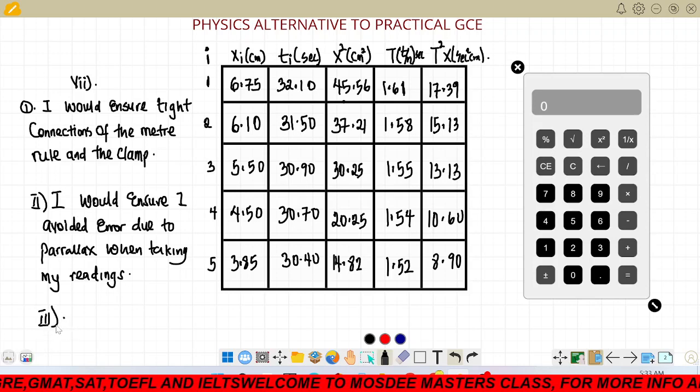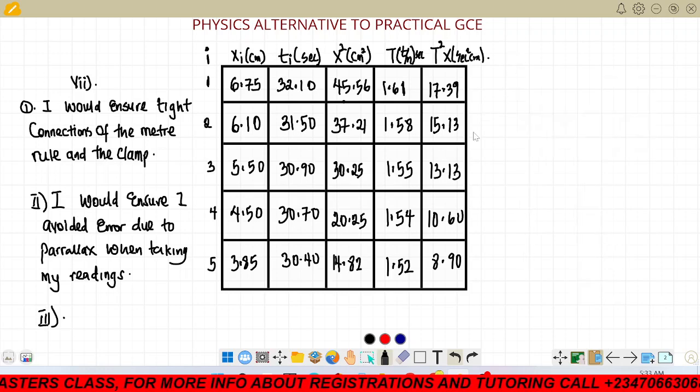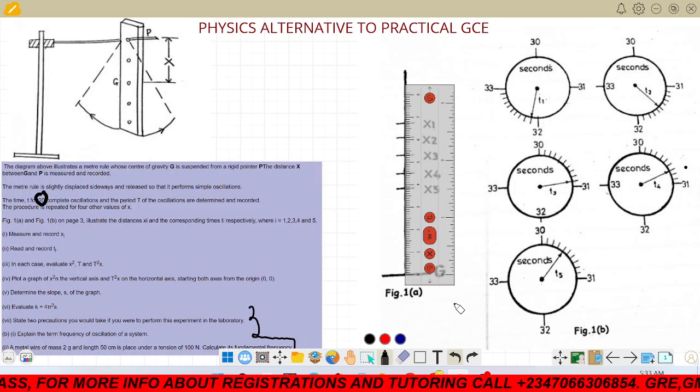You are going to what? I am going to make sure I avoided, or I would have avoided, this language matters, error due to parallax when performing the experiment. So the examiner only asks for two. Maybe we shouldn't make it more than two and move on to the next question, which asks us to explain the term frequency of an oscillation of a system. That is B1.